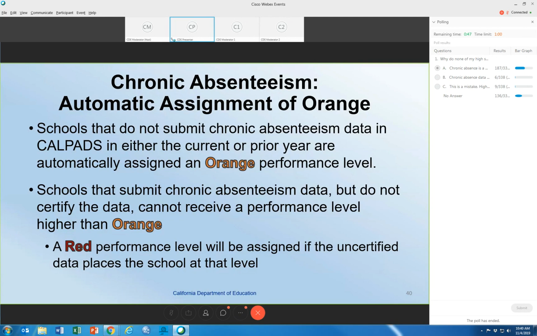So what I like to say for the auto orange is that basically if you did not certify it, you can never get better than orange. So if you've submitted data but you have not certified it and it put you in the red category, you will still get red on the dashboard. But if you did not certify your data, and the data that you submitted put you in green, let's say, you will still get that automatic orange. Cannot do better than orange if you do not certify.